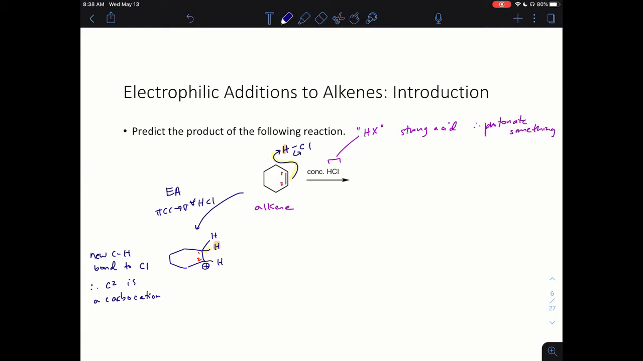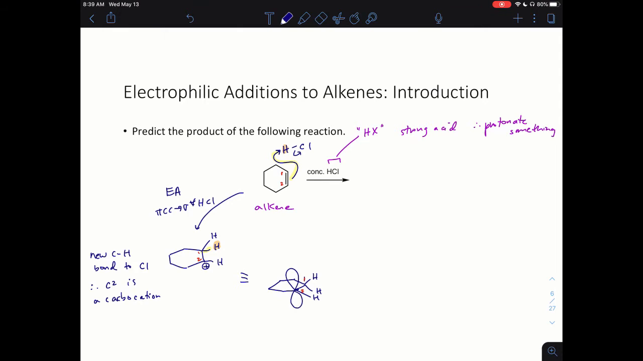I'm going to draw this intermediate out in a 3D conformation so we can take a nice look at it. So there's carbon 1. It made its new bond to hydrogen. And then we'll take a look at carbon 2. Carbon 2 is a carbocation.